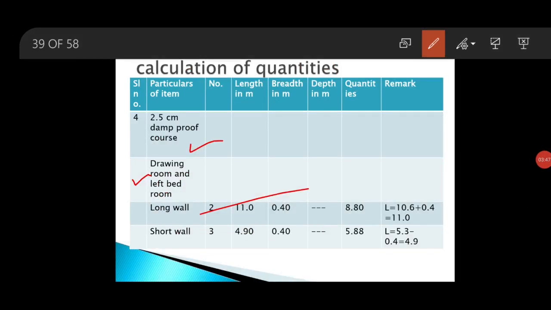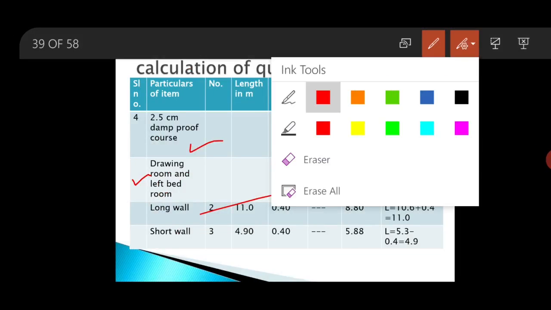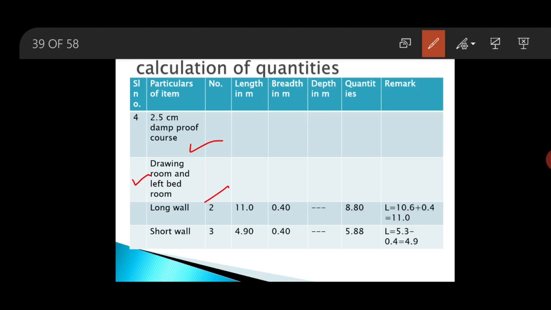So here you can see long wall, and there are two numbers of long wall. Length is equal to, in the remark column write down center to center length is 10.6. With that we will add half of the width of the plinth wall on both the sides, that means one width of plinth wall. So length becomes 11, breadth is 0.4. Then by multiplying these three we will get the quantity as 8.80 square meter. Okay. So next we will move to the short wall.